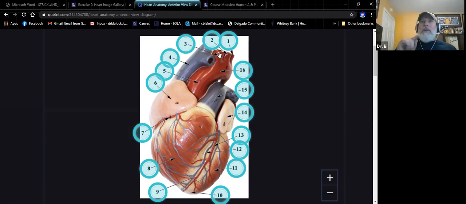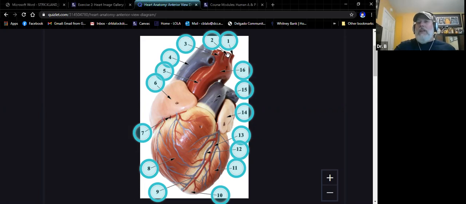Now, the vessel that's going to go to the head and neck is going to be called the common carotid. The vessel that's going to go to the arm is going to be the subclavian, which is what we're going to have right here. So on the right side, we get the brachiocephalic artery, which is going to turn into those two vessels. But on the left side, we get the two vessels individually.